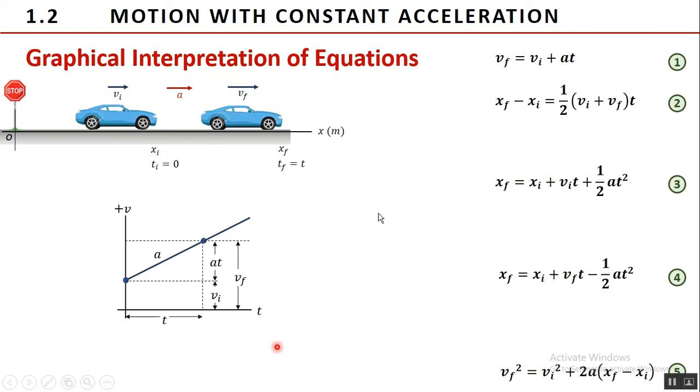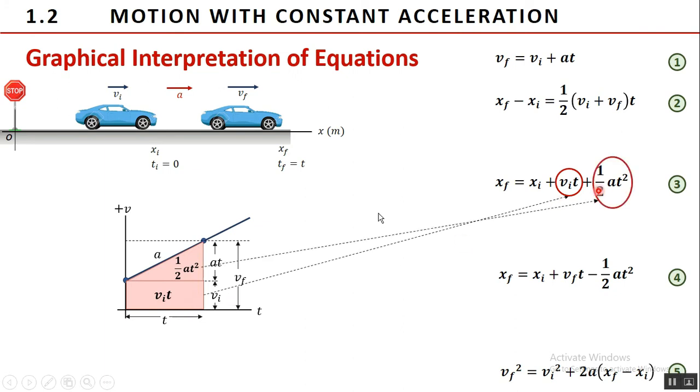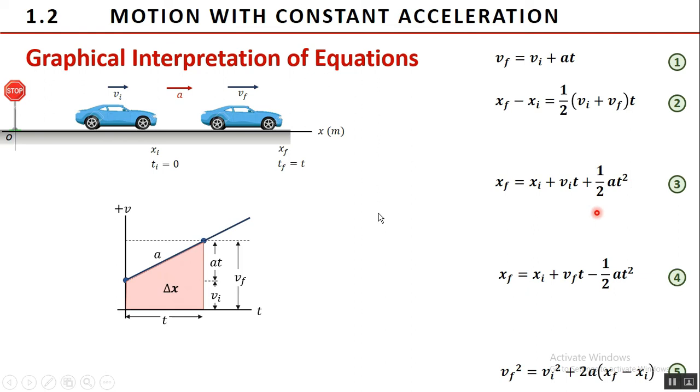In addition, the area under this line represents the displacement delta x of the body at later time t. Now from geometry we see a trapezoidal area which can be divided into a rectangle and a right triangle. We know from geometry that the area of a rectangle is base multiplied by its height, so the area of this rectangle is v sub i multiplied by later time t. While for this triangle, in which the area is 1/2 base times height, has an area of 1/2 a times t squared. Adding these two areas will be the body's displacement delta x. Surprisingly, this agrees with equation 3.